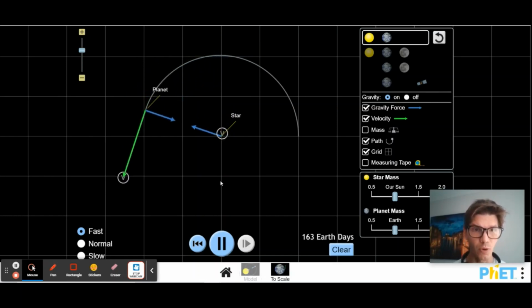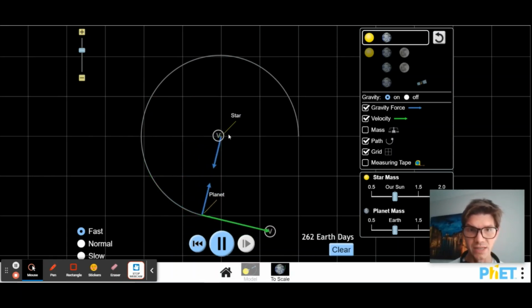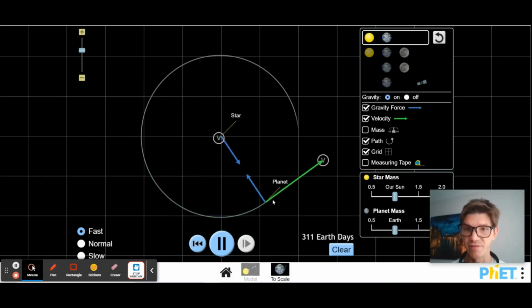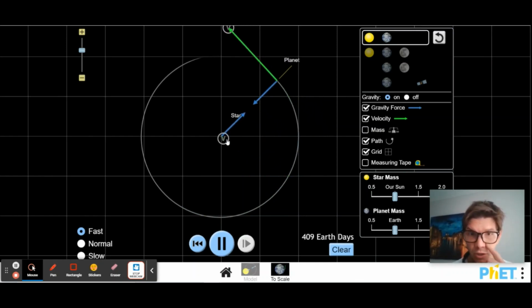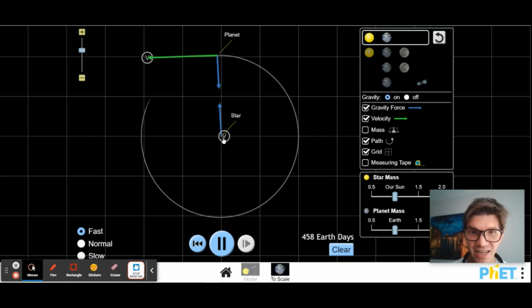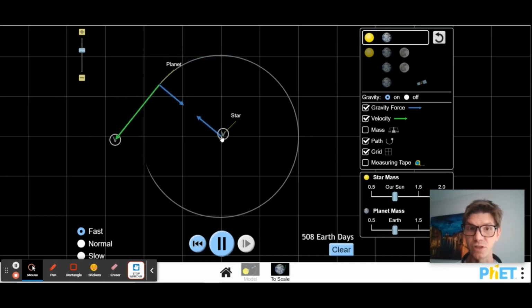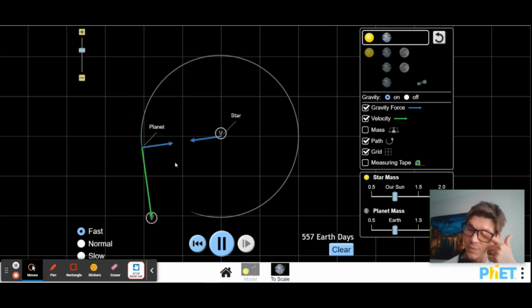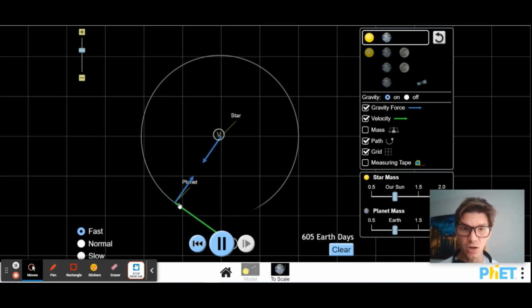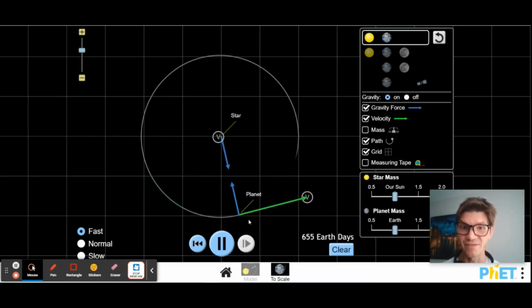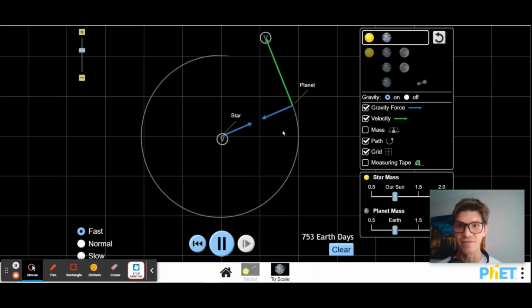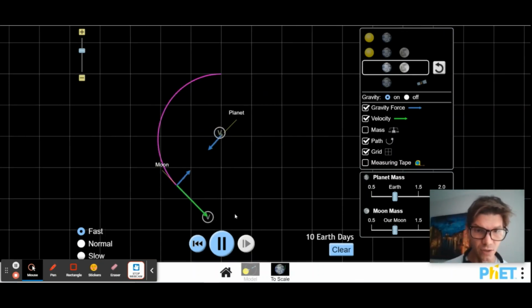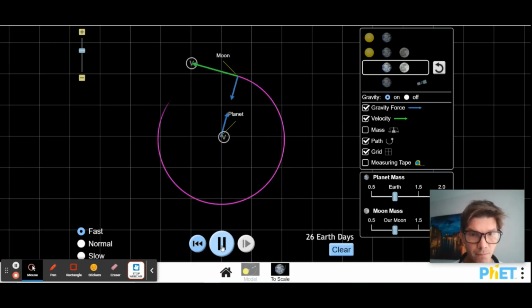But something I do want to point out is that even though the Sun has a bigger effect on the motion of the planet, you'll notice that there is a really tiny velocity vector for the star as well. That's because even though the tug of the Sun on the planet is more significant than the planet on the Sun, there is a tiny, tiny effect. And we can see that a little bit more in the Moon simulator here.